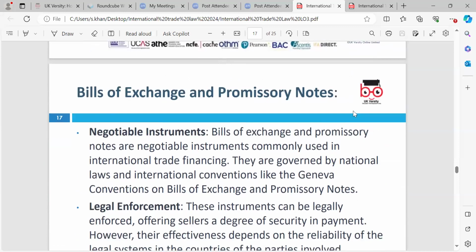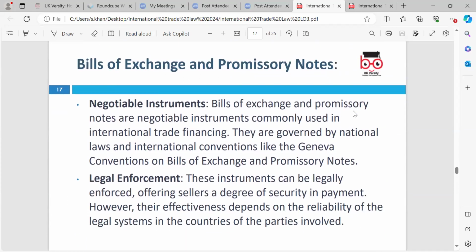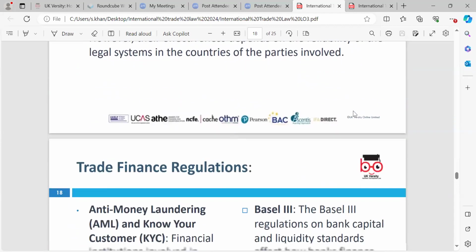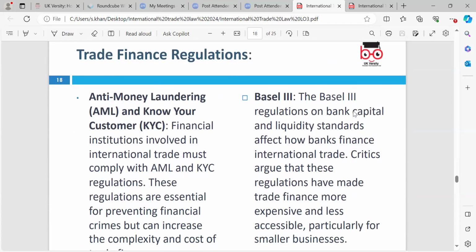We then went on to look at bills of exchange and promissory notes, so negotiable instruments, which are commonly used in international trade financing, and they are governed by the Geneva Conventions. We looked at the legal enforcement, so they're legally enforced in regards to security impairment. We then went on to look at the trade finance regulations, which were anti-money laundering, AML, and know your customer, KYC, regulations for financial institutions.